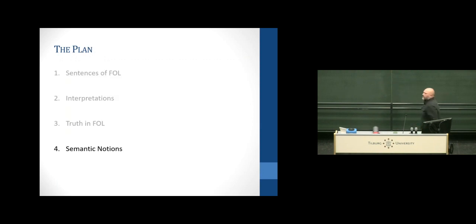Okay, so we've got a grip on truth in FOL. It's always going to be relative to interpretations, and we know how to figure out when any kind of sentence in FOL is true or false. Why should we care? Why is this interesting? Well, because what we can now do is build back all of those semantic notions we had for TFL, but using interpretations and our new language.